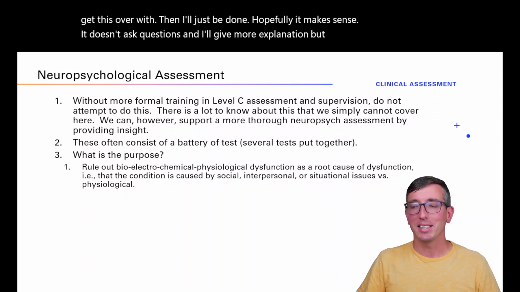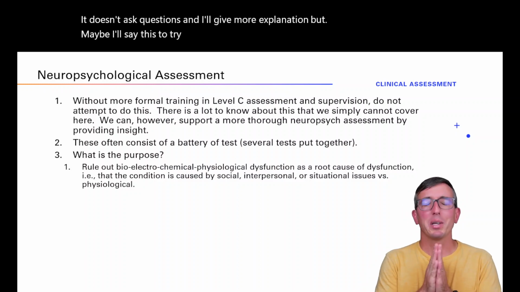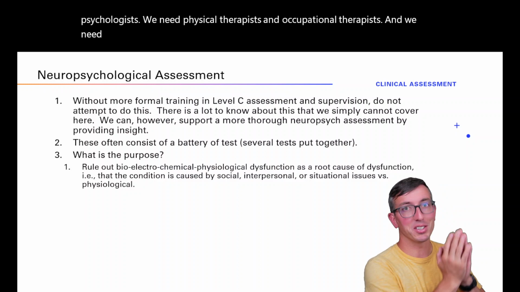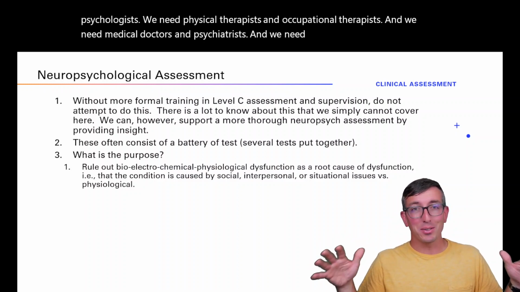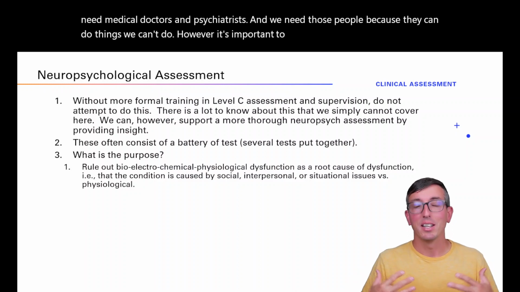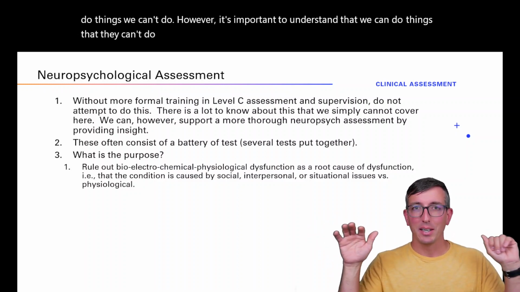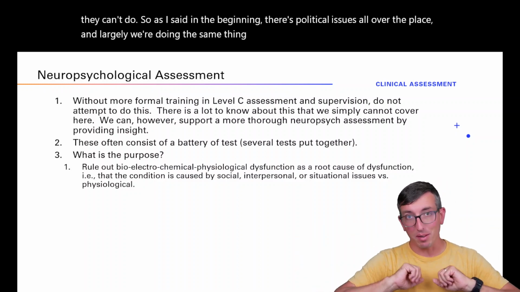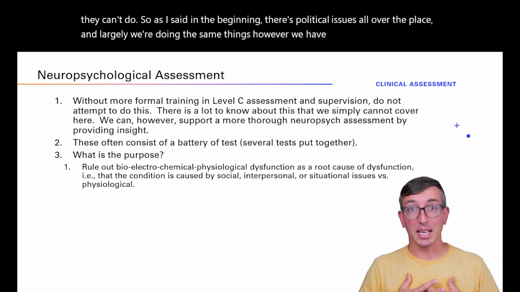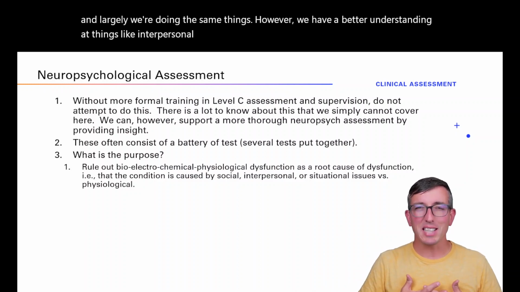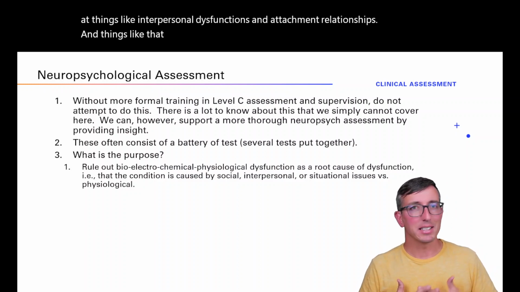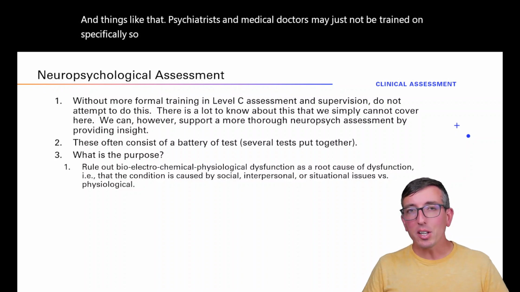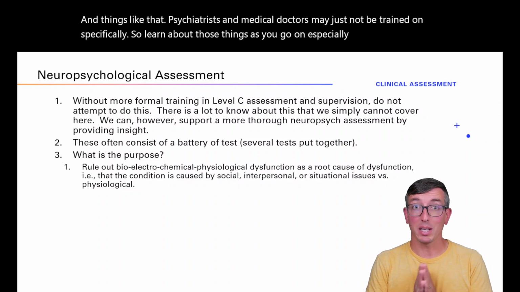But maybe I'll say this to try one more time. We need neurologists, we need psychologists, we need physical therapists and occupational therapists, and we need medical doctors and psychiatrists. And we need those people because they can do things we can't do. However, it's important to understand that we can do things that they can't do. So as I said in the beginning, there's political issues all over the place, and largely we're doing the same things. However, we have a better understanding of things like interpersonal dysfunctions and attachment relationships that psychiatrists and medical doctors may just not be trained on specifically. So learn about those things as you go on, especially in terms of how they relate to clinical assessment.